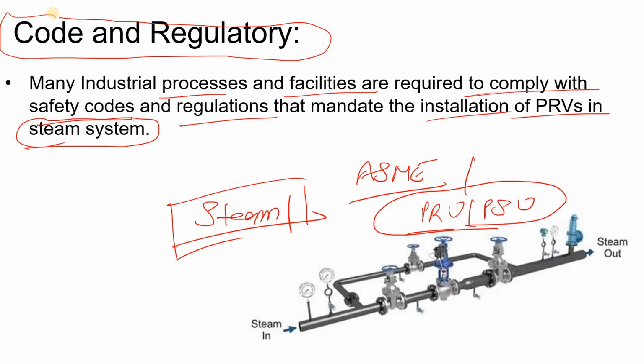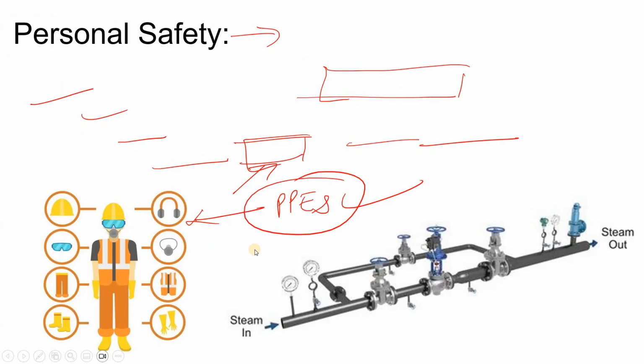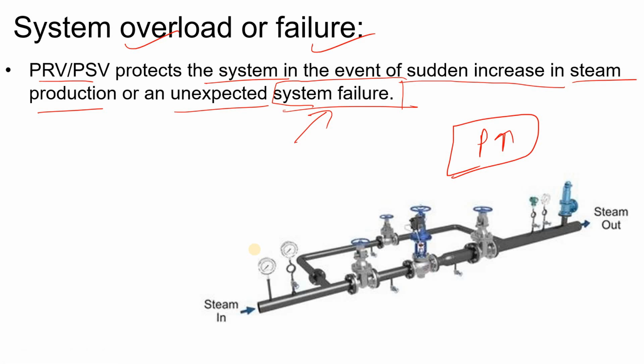I hope you got this point, because steam or gas does not behave like a liquid. If sudden pressure increases, your pressure will shoot up, right? If you are handling the pressure at 3 bar and suddenly the pressure increases, it will shoot up very fast. But in the liquid case, it is not like that, right? So that's why we said that whenever you are using steam, please use it very carefully. I hope you understood the reason why we use relief devices in a steam system.